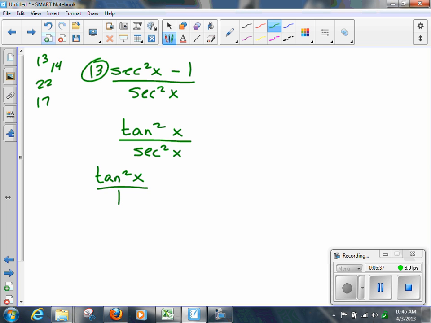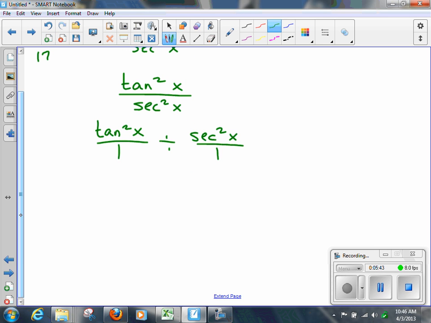All right, before I do that, I'm going to write it like this, okay? And now I'm going to change. What is tangent squared, y'all? Sine squared over cosine squared divided by, how can I rewrite secant squared? 1 over cosine squared. Do you see how this is a puzzle?